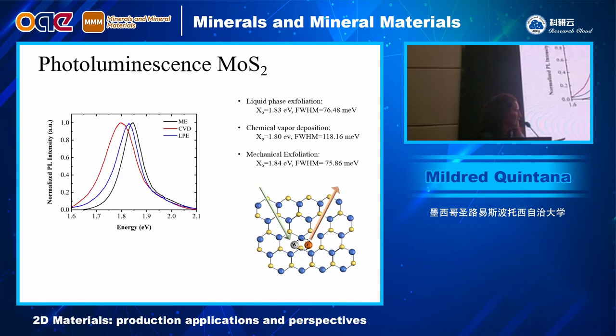We have an exciton that is forming there, and it has an energy of approximately 1.8 electron volts. We can see that we have fluorescence for the three types of molybdenum disulfide: the one produced by the masking tape, the CVD, and the liquid phase exfoliation. With this, it's just to show you that it doesn't matter how you prepare your material. You can have monolayers in any of these methodologies.